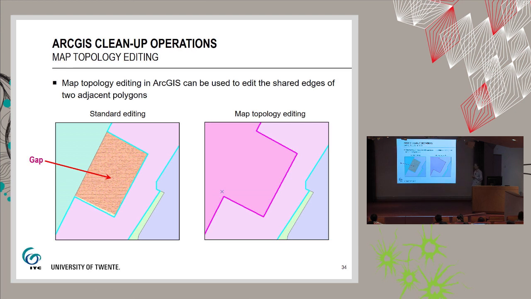Now, with the map topology editing tool, I can click on this line. It becomes purple. That means ArcGIS is creating on the fly a topology structure. Only temporary. It creates an arc node topology structure. And if you then do the editing, created on the fly, then of course there's no gap. And that tool is quite interesting sometimes to use.